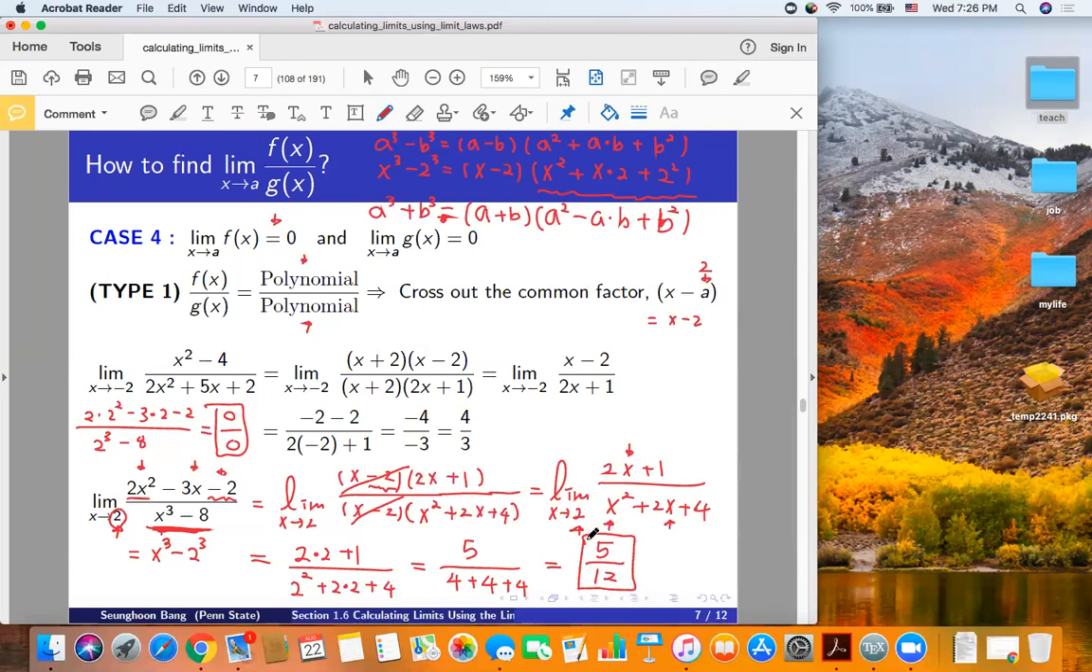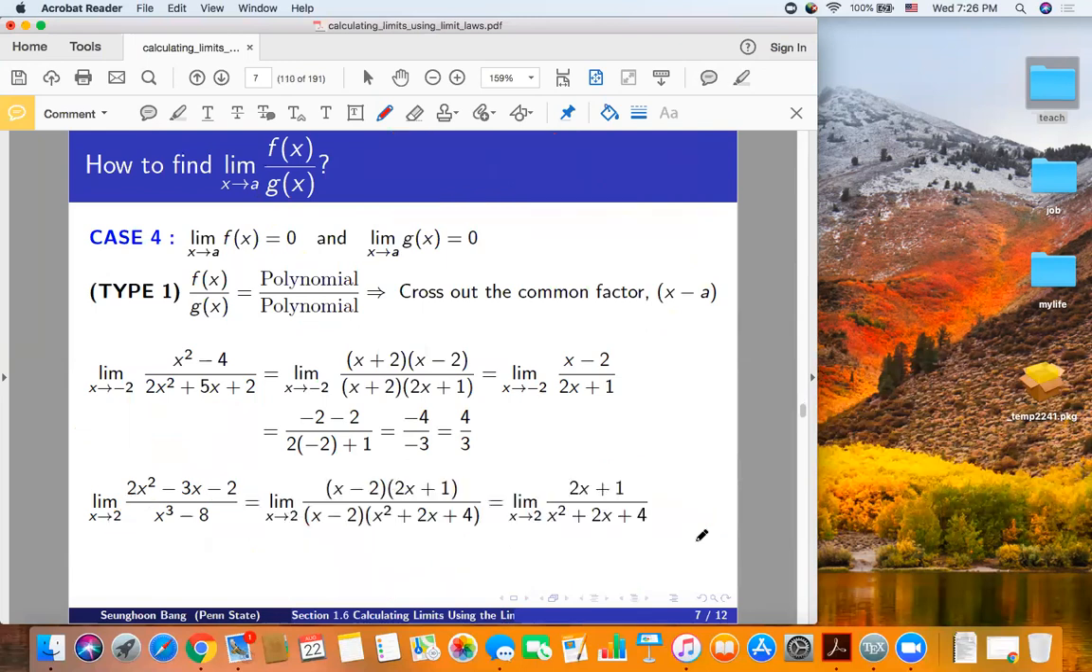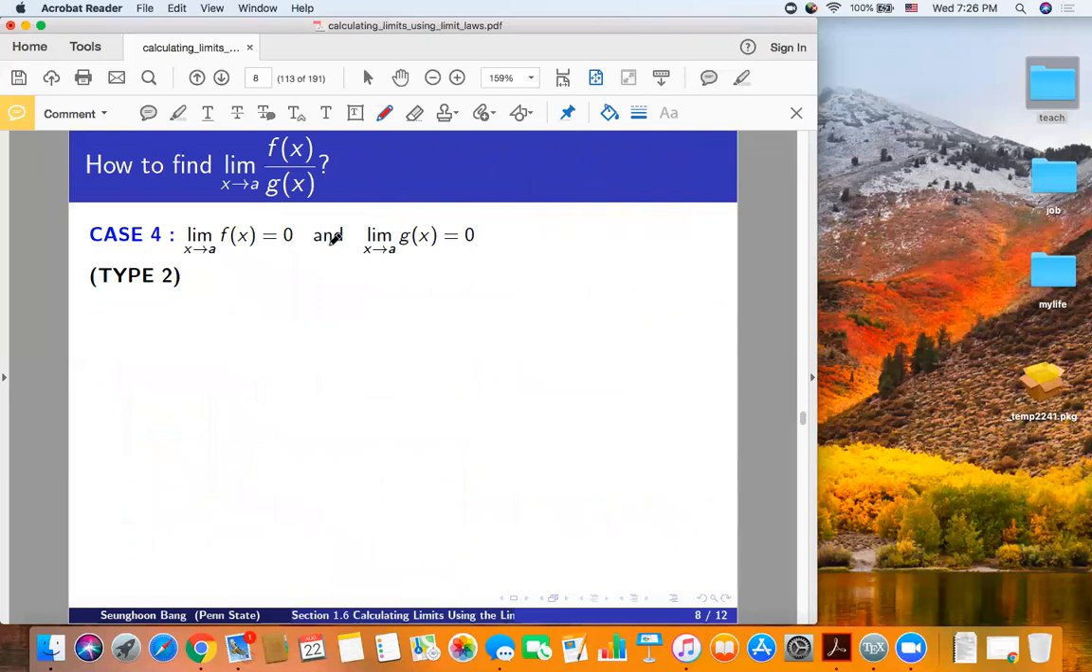So we have this kind of answer. It's like type 1. So we have it like this, the type 1. Next, type 2, the exactly 0 over 0 form.